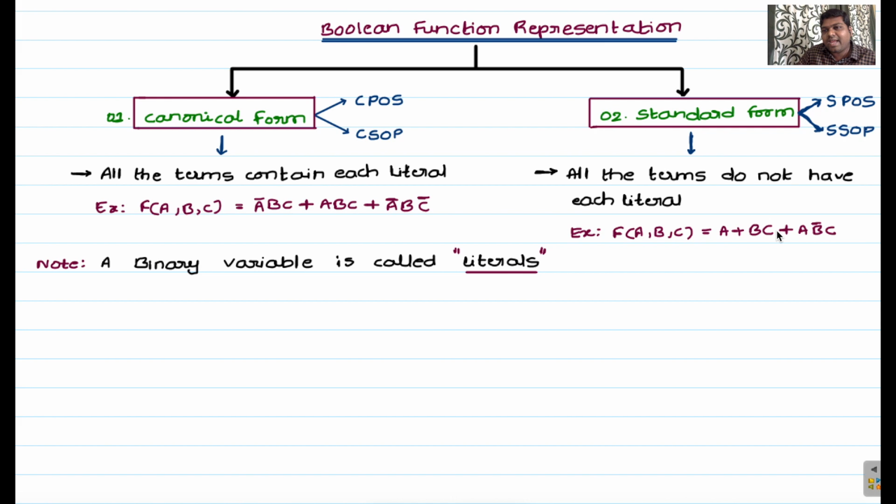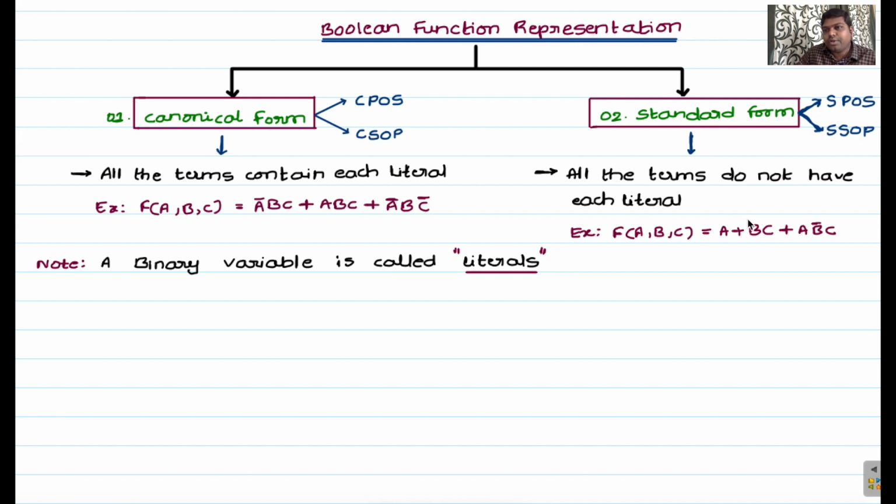And if you observe the second term, we have two variables. One variable is absent, right? And if you observe the third term, we have all three variables. So while observing these product terms, all the terms do not have each literal. So that's why it is called a standard form. That means this is a reduced, minimized Boolean expression. What is the advantage of this minimized Boolean expression? We can reduce the logic circuit size, that means we use a minimum number of components in that particular logic circuit, right?